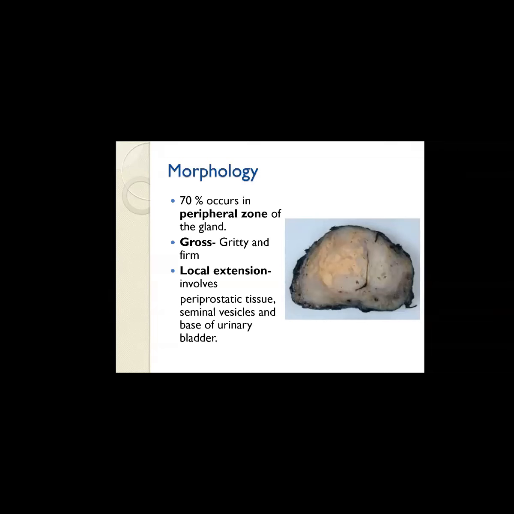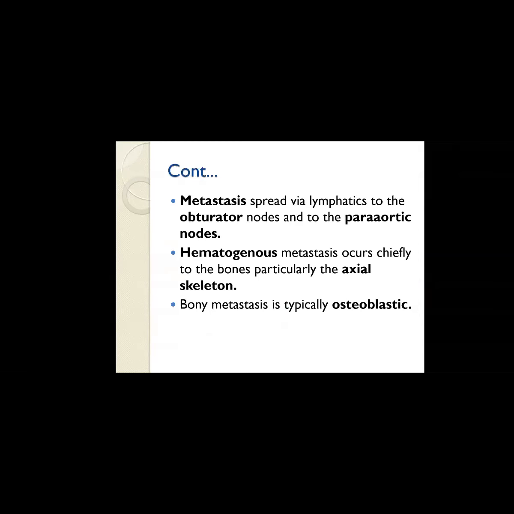And moreover, BPH is soft, whereas here it is gritty and firm on section, and local extension to other periprostatic tissues may also be noted, to the seminal vesicles or the bladder. Usually they metastasize by the lymphatics to the obturator nodes and the para-aortic nodes, and it also metastasizes through the hematogenous pathway. You have to look particularly in the axial skeleton. This bony metastasis in the prostate will be osteoblastic in nature.